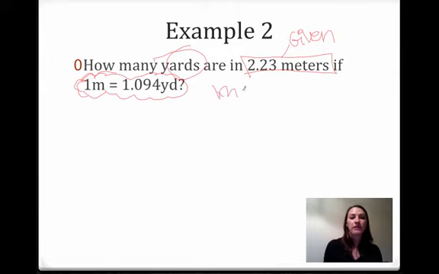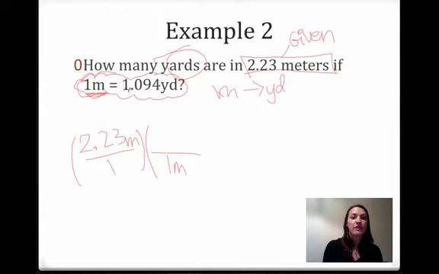Okay, so I'm going from meters to yards, and sometimes I draw this little road map out for myself so that I know where I'm headed. So let's start here. I'm going to put my given over 1, 2.23 meters over 1. Sorry, it's a little slanted. All right, and then I have to cancel out meters, so I have to put meters in the denominator, 1 meter. And in the numerator, I have to put 1.094 yards. So you can see 1.094 is not that much bigger than 1, but it does make a little bit of a difference.